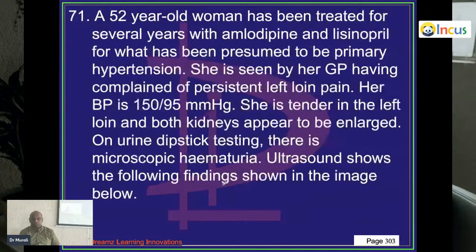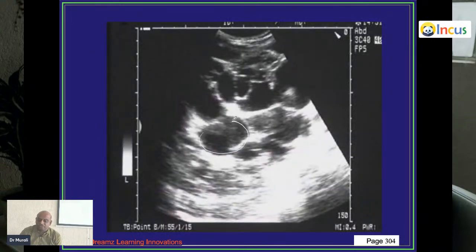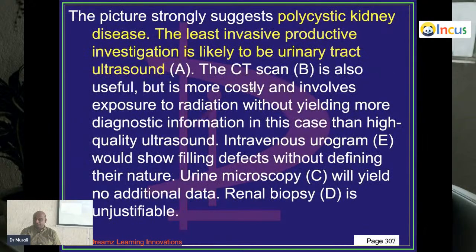Now, a 52-year-old woman, on amlodipine, lisinopril, persistent left loin pain. Both the kidneys appear to be enlarged. Hematuria is there. Ultrasound is showing these cystic structures, which are typically polycystic ovarian syndrome. Sorry, polycystic kidney disease. So polycystic kidney disease identified by ultrasound is the best investigation.